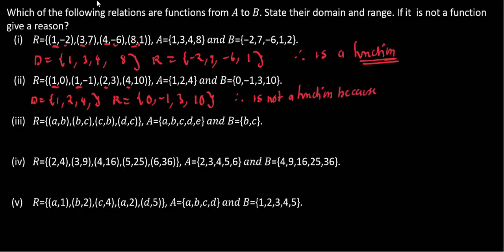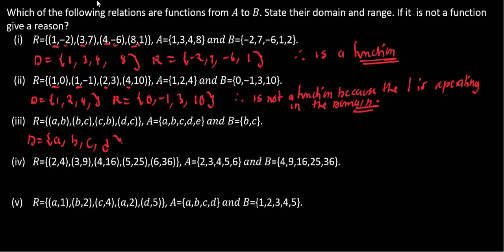Because 1 is repeating in the what? In the domain. That's the reason, right? How about the other one? Domain here, it's A, B, then C, then what? D. That's the domain. How about the range?